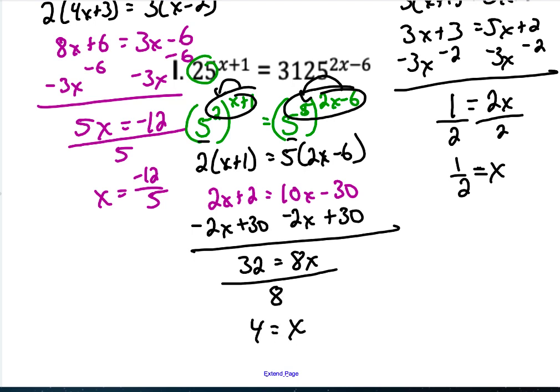So my keys are: rewrite that base so that it's got the same base as the other side. So I might need to rewrite it with an exponent. Then I use my exponent rules to multiply my power by my power if necessary. And then I simply solve my multi-step equation if necessary.